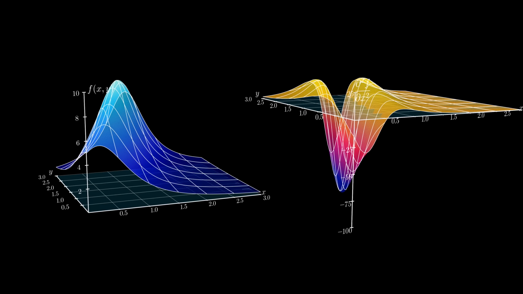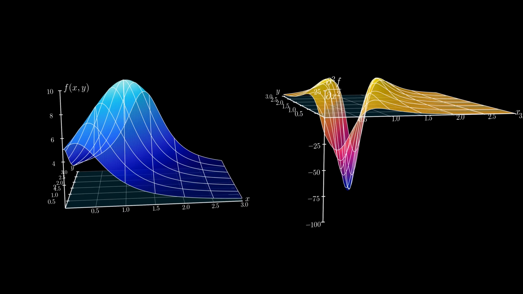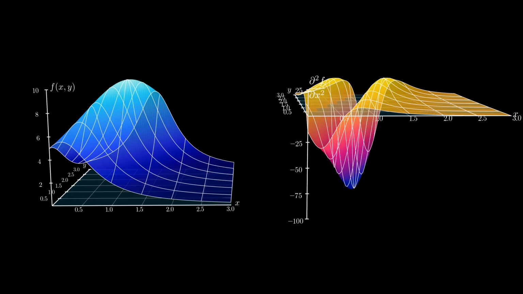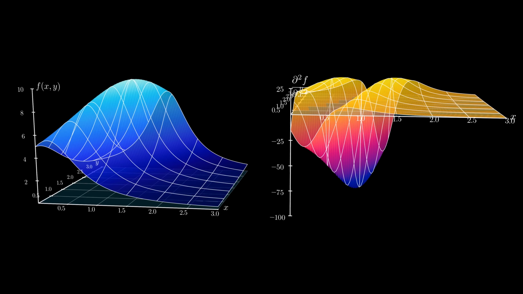So the interpretations of the first and second derivatives of functions with a single independent variable carry over to the interpretations of the first and second partial derivatives of functions with multiple independent variables.